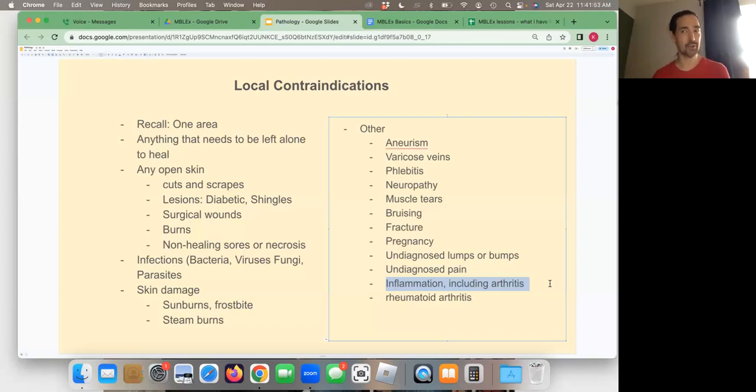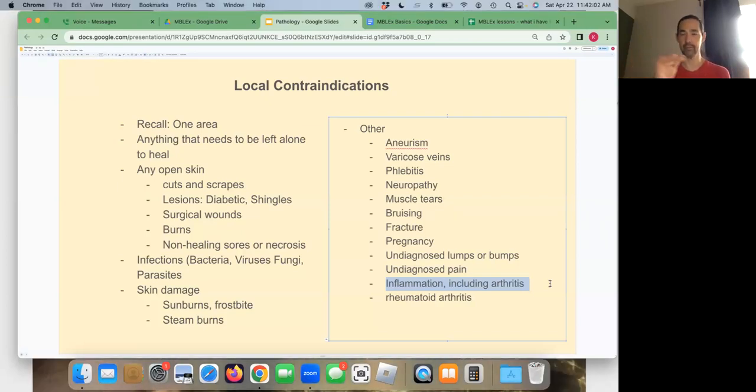Well, you definitely have to know what you're doing. Maybe even using something like a Reiki type approach where you don't touch, but you can flush those tissues. And once you understand how to do that without moving bones, without causing harm, it can be useful. But on the MBLEX, any inflammation, including arthritis, don't touch. And rheumatoid arthritis, if someone has RA in one area of their body or areas of their body, those are off limits for the MBLEX.